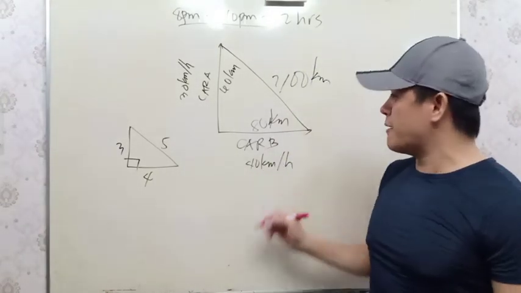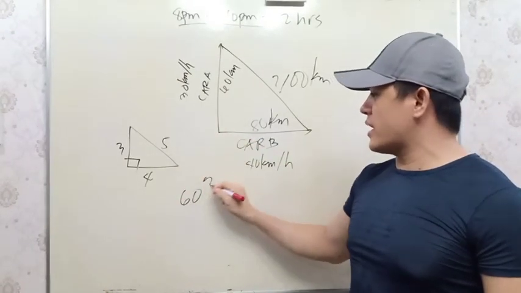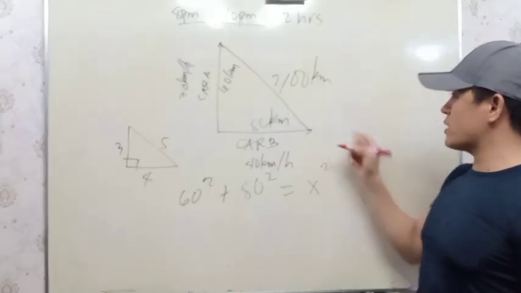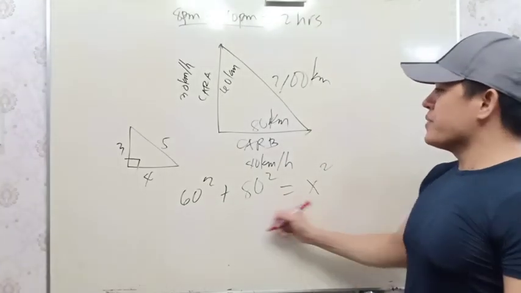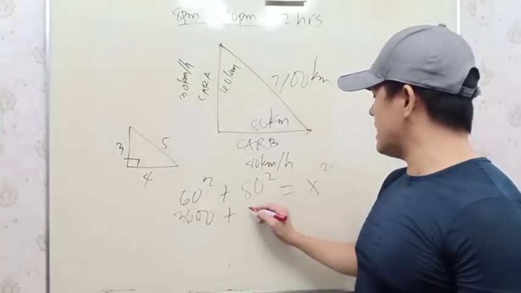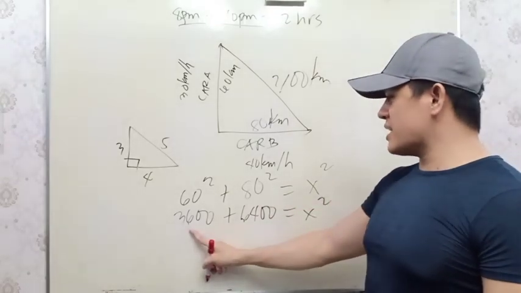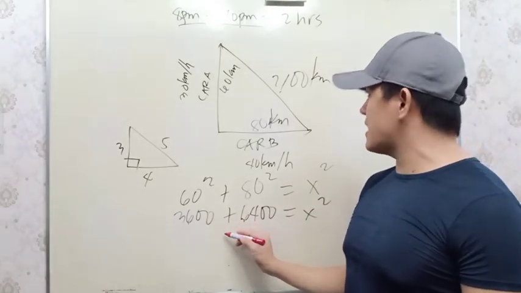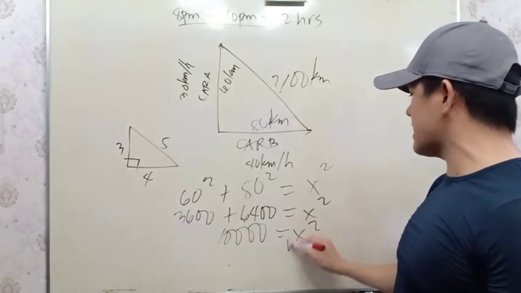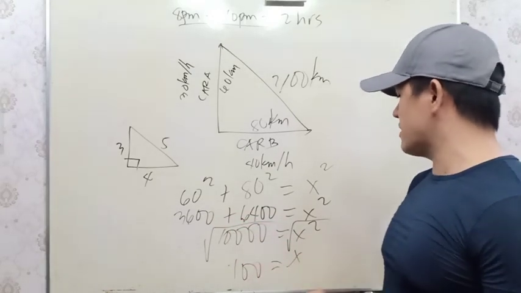That's the answer there. Now, if we are going to use the Pythagorean Theorem, this is 60 squared plus 80 squared is equal to x squared, which is the hypotenuse, right? Now, 60 squared is 3,600 plus 6,400 is equal to x squared. 3,600 plus 6,400 is 10,000, which is equal to x squared. Taking the square root, x is equal to 100, which is also the same.